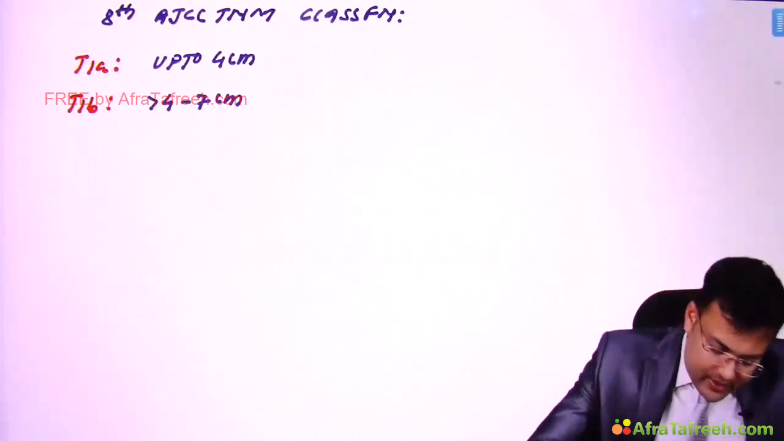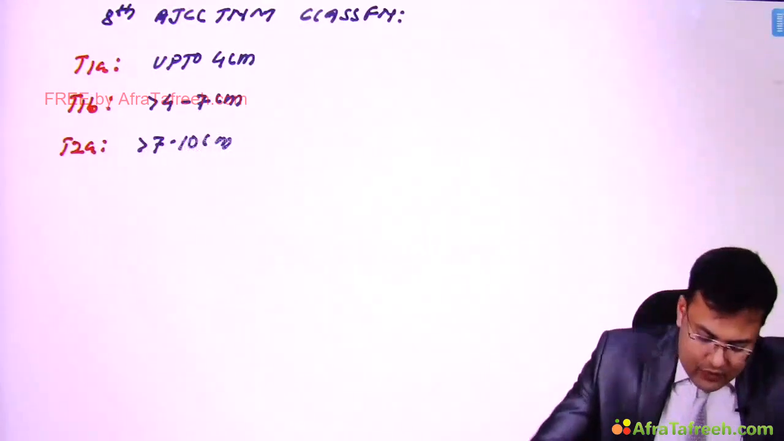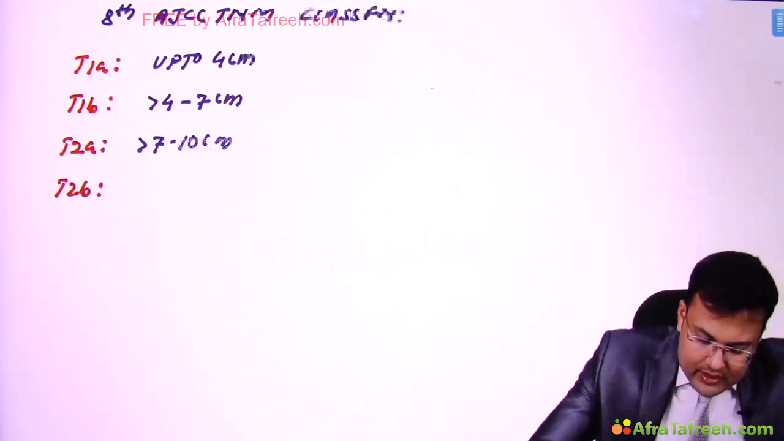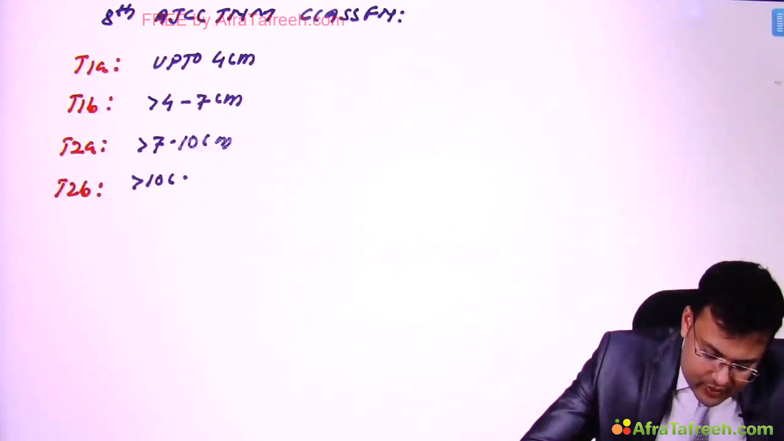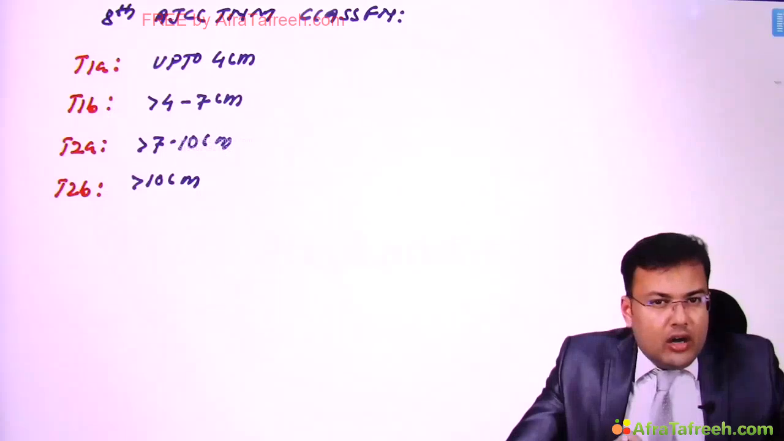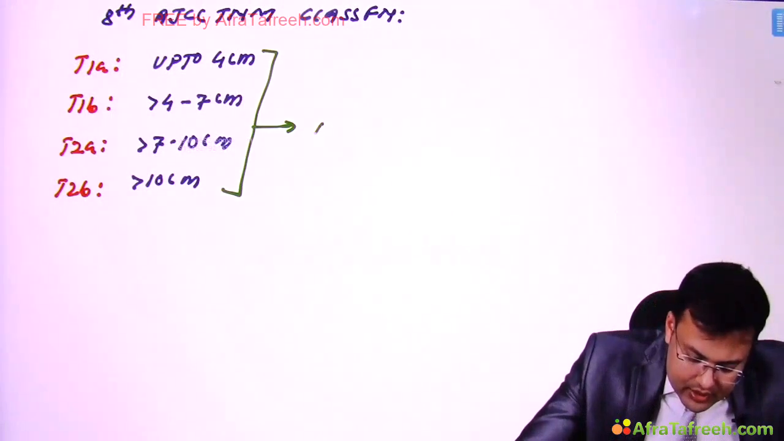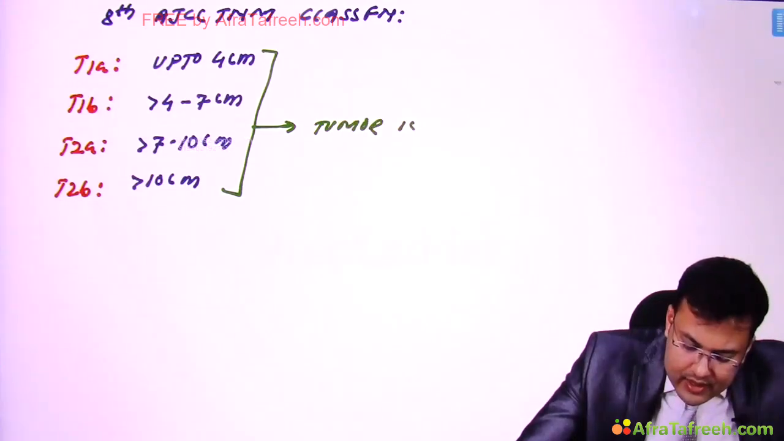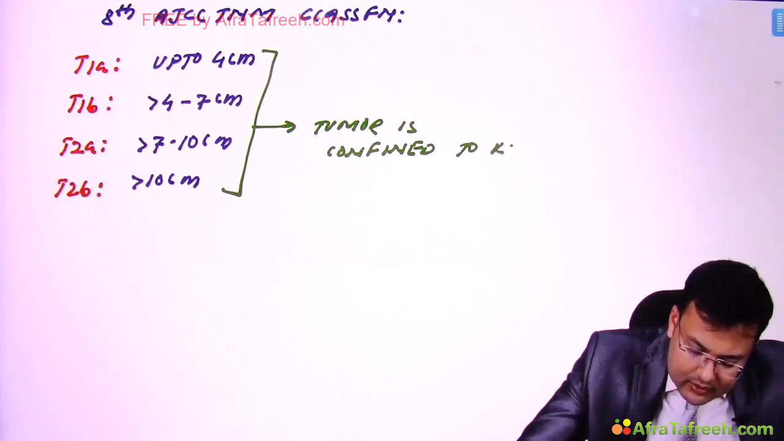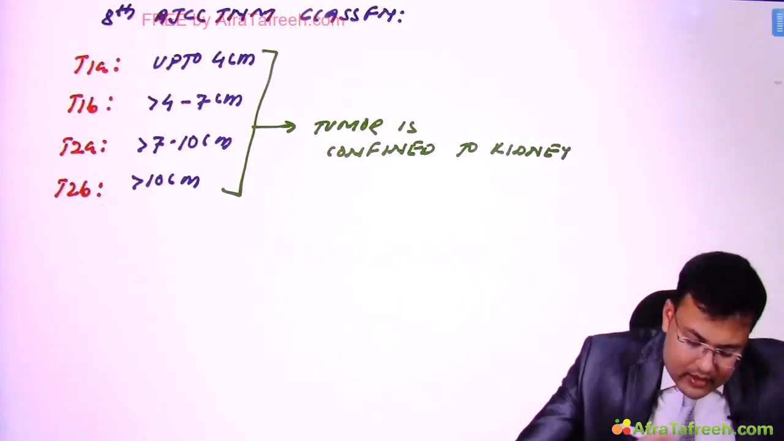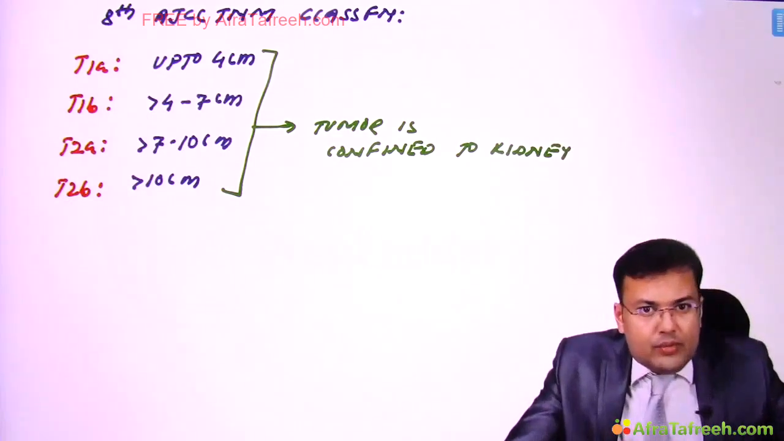What is T2A? It's more than 7 to 10 centimeter. And what's T2B? This is more than 10 centimeter. So it's easy to remember. And in all these four conditions, the tumor is confined to kidney. So here, in all these conditions, what? Tumor is confined to kidney. So this is T1A, T1B, T2A, T2B.